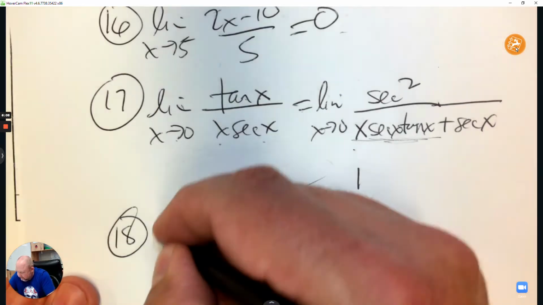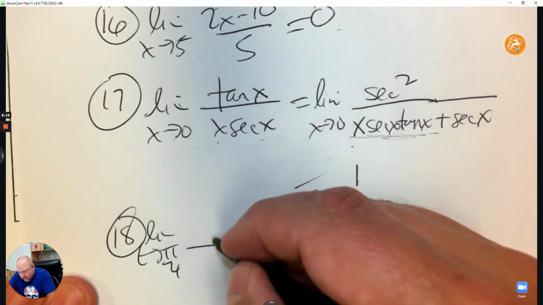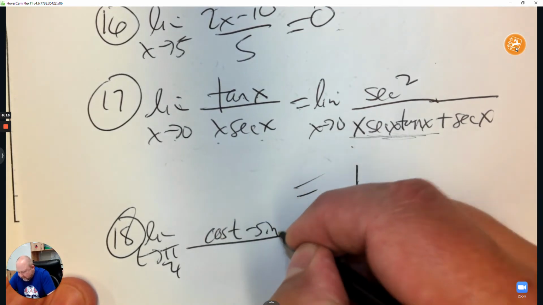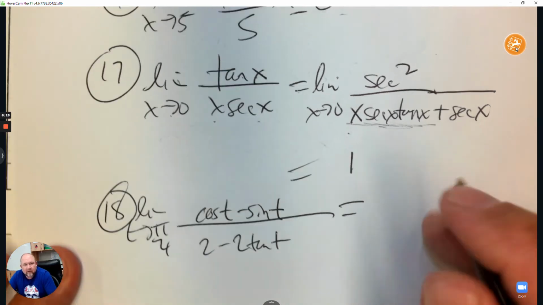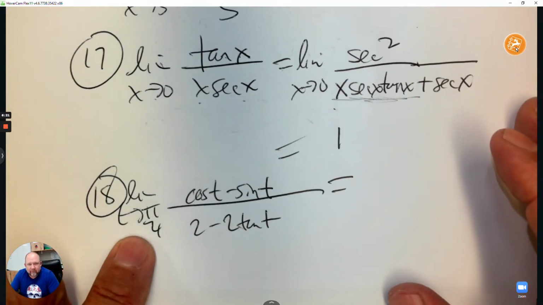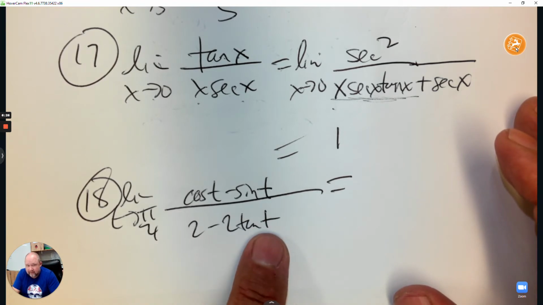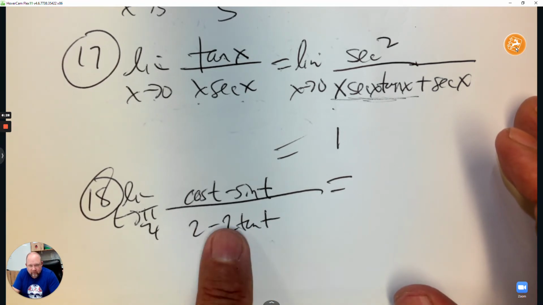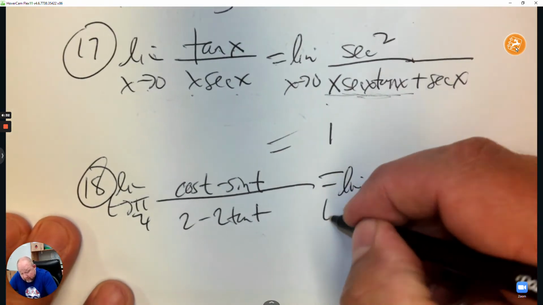Number 18. The limit as t approaches pi over 4 of cosine t minus sine t over 2 minus 2 tangent t. So if I evaluate the numerator at pi over 4, it's 0. If I evaluate tangent at pi over 4, it's 1. So 2 take away 2 times 1 is 0. This is indeterminate, so I'm going to apply L'Hopital's rule.